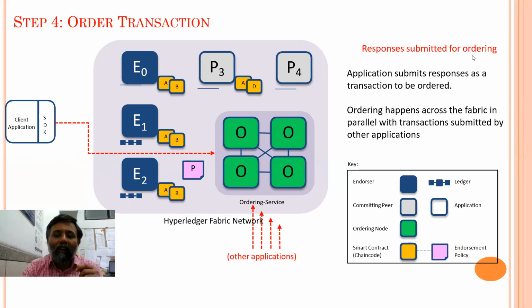So responses are submitted for ordering. The application submits responses as transactions to be ordered. And this ordering happens across the fabric in parallel with the transactions submitted by the other applications. So here, after endorsement, this ordering service uses some mechanism. I will talk in the next video lecture about how it happens. And after that, a certain kind of ordering is done.